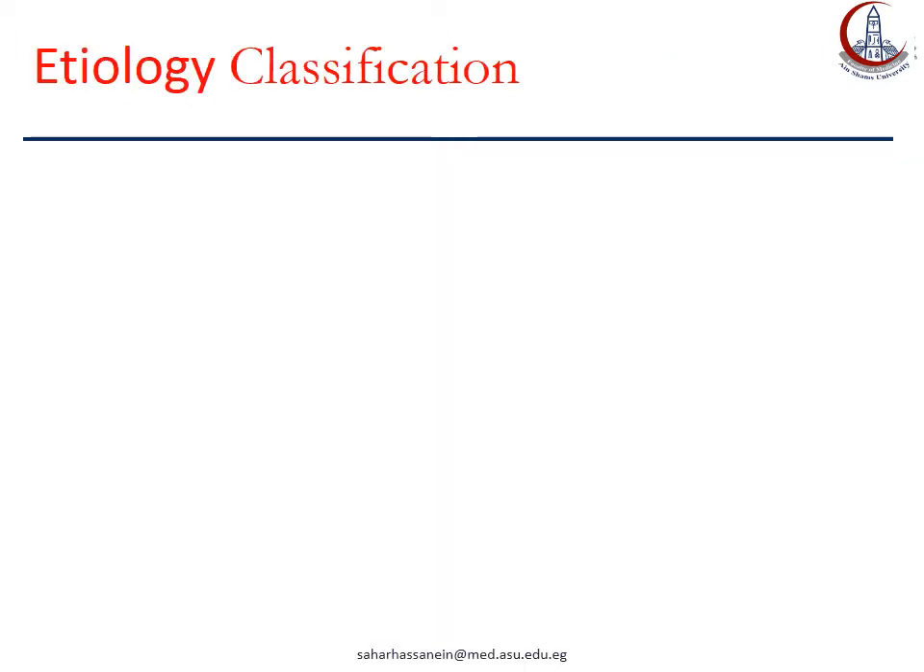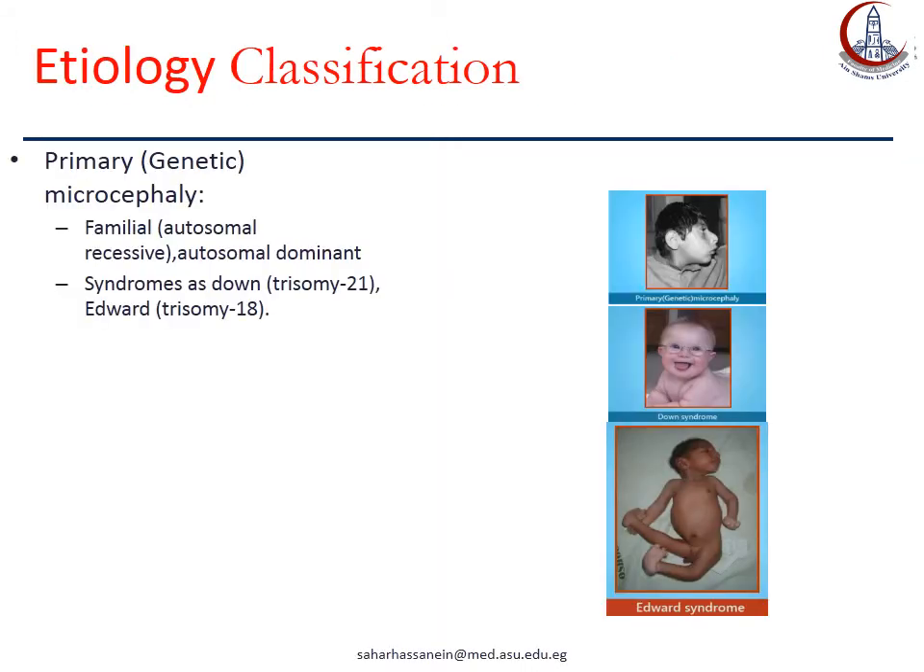Etiologic classification into primary or genetic microcephaly. This could be familial, either autosomal dominant or recessive, or syndromes such as Down syndrome, trisomy 21, or Edwards syndrome, trisomy 18. These are chromosomal abnormalities.